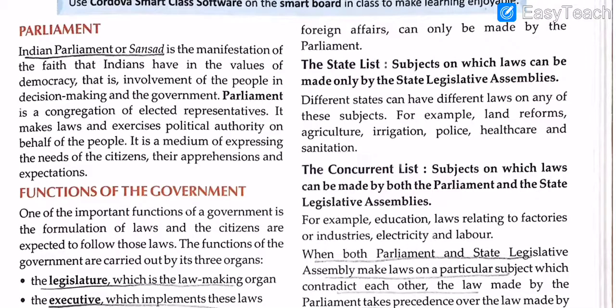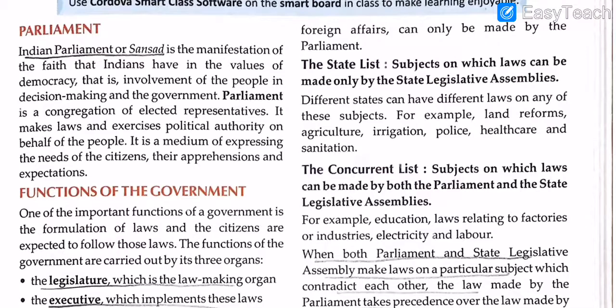And also, Parliament is a medium of expressing the needs of the citizens, their apprehensions and expectations, of course. So, one of the important functions of a government is the formulation of laws and citizens that are expected to follow those laws. The functions of the government are carried out by three organs.